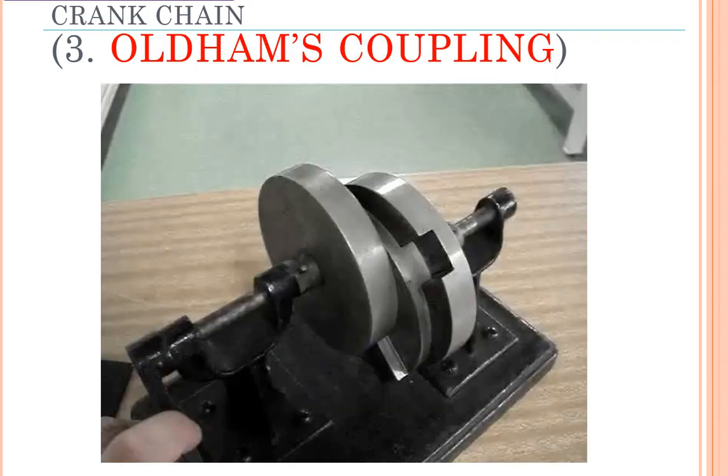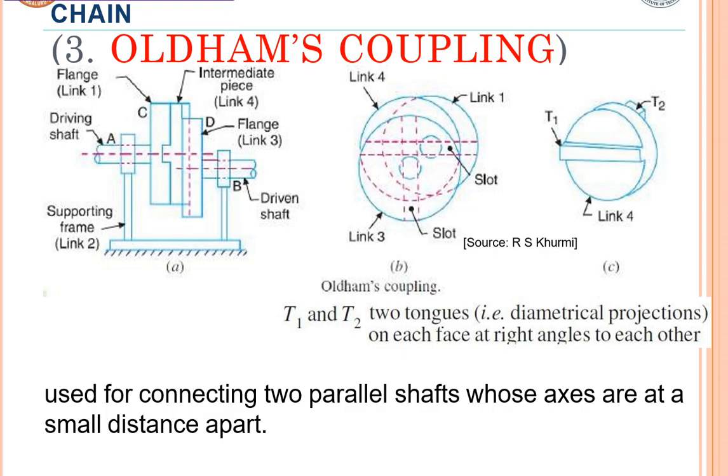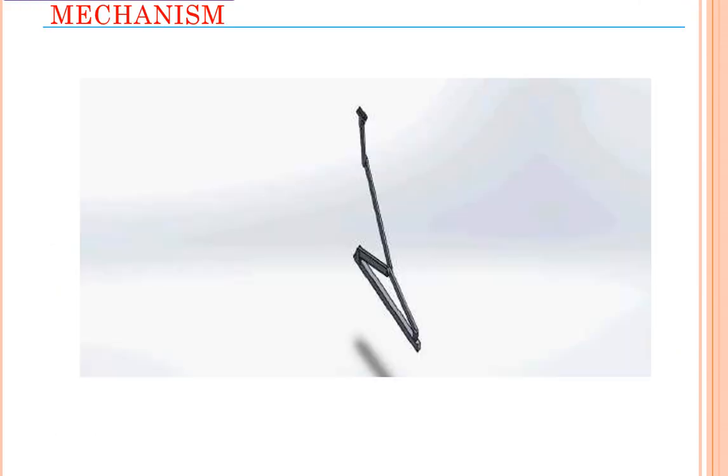So further, Oldham coupling is there, where you can see two shafts are at different positions. So you can convert rotary motion from one place to another place. Here you can see A and B are the two shafts, where A is the driving shaft and B is the driven shaft. There will be an intermediate piece between the two flanges which is going to transmit motion from one place to another place. So this Oldham coupling is used for connecting two parallel shafts whose axes are at a small distance apart.